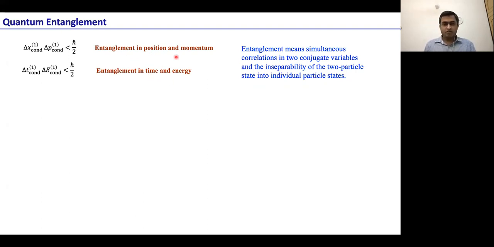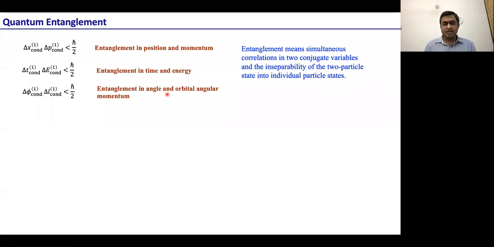I can have the interpretation that the conditional uncertainty in time times the conditional uncertainty in energy has to be less than h bar by 2. If that is the case, then it is entanglement in time and energy. Similarly, we can have entanglement in angle and orbital angular momentum. Just like position and momentum, angle and orbital angular momentum are also conjugate variables.